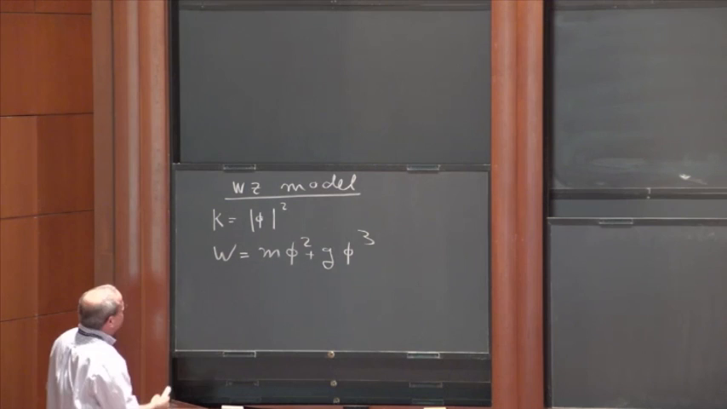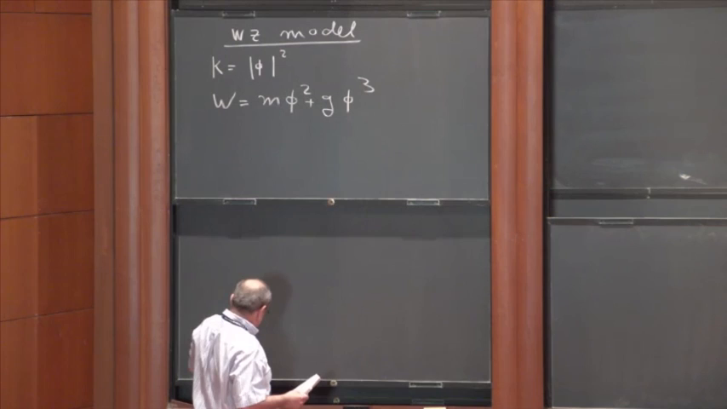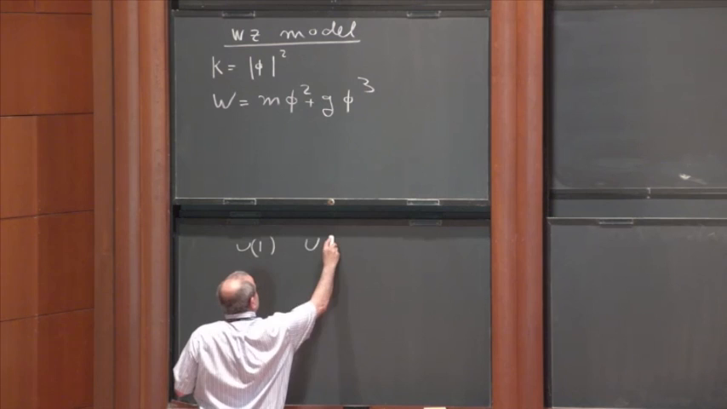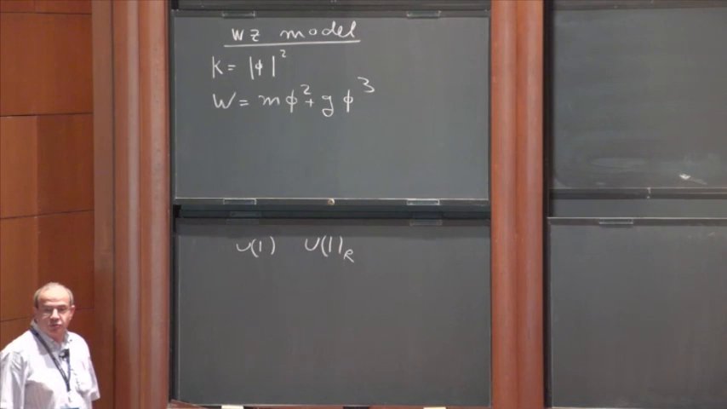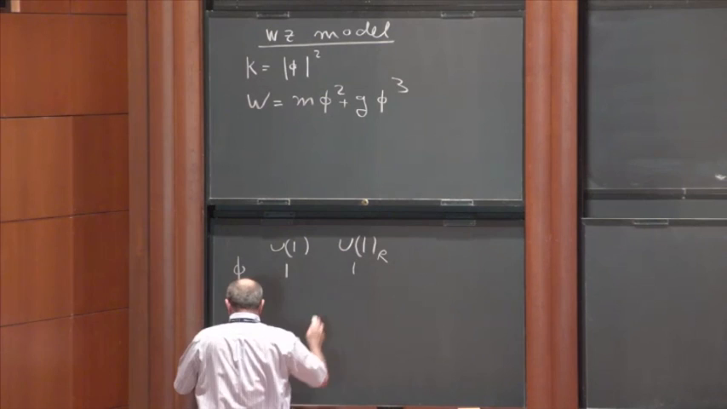We can just stick with this theory. So this theory can be analyzed by considering two global U(1) symmetries, an ordinary U(1) symmetry and an R symmetry. An R symmetry is defined as a symmetry that does not commute with supersymmetry. And in my convention, the supercharge has charge 1. And we have a superfield phi, and without loss of generality, we'll give charge 1 here and 1 here.